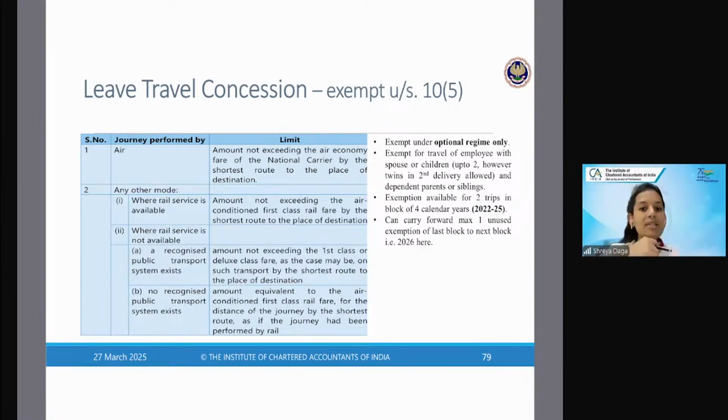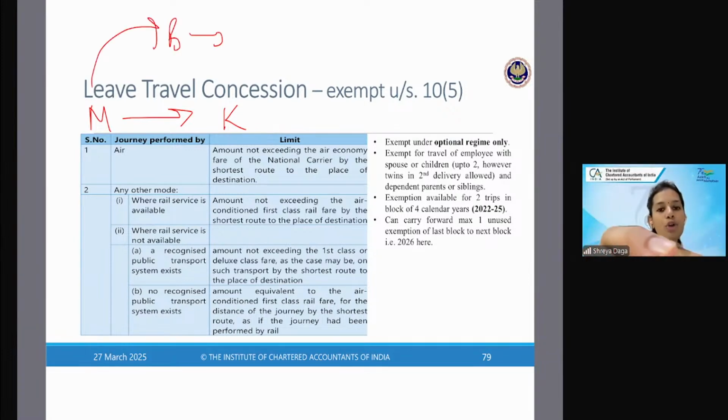Now let's see what is the value of the perquisite in this case. If you did an air travel, then the exemption is limited up to economy fare of national carrier by shortest route to the place of destination. So you had to go, say, from Mumbai to Kolkata. You went via Bhubaneswar, you stopped at Pondicherry, then you came to Kolkata. This is not going to be allowed. You took such a long route and spent on so many flights, we don't care. Your holiday destination was supposed to be Kolkata. You will be given the economy fare. You took business class, your problem.